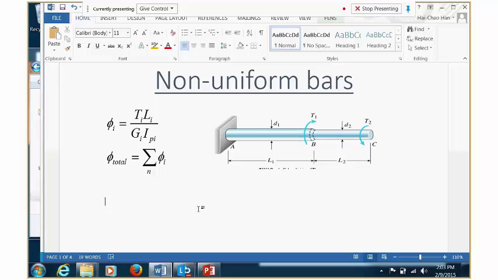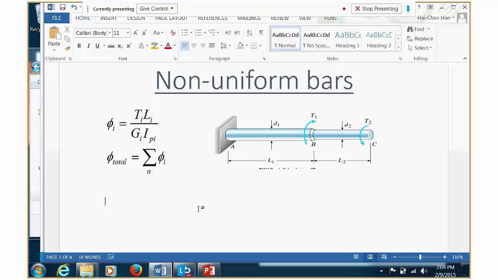How can we get the rotation angle? All right. So let's start with this one. Let's show here. So you have this bar here, this shaft here, and the two torques. One is T1 applying at point B. Another one, T2 applying at point C. So how can we find out the rotation angle of each segment and then get the total?